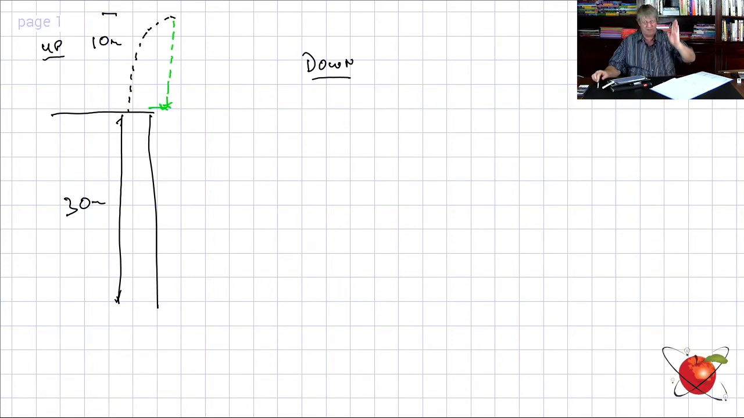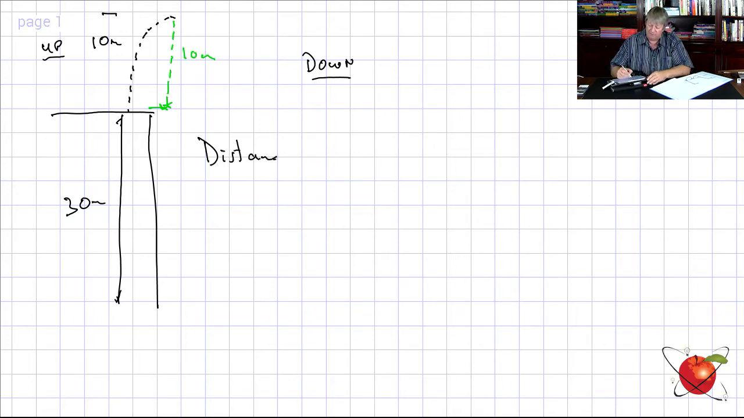So the ball went up for 10 meters, and then how far? It went down for 10 meters, didn't it? So in this scenario, the ball went up 10, down 10. How far did the ball travel? Because that is the distance. Distance is equal to 10 up plus 10 down. So the total distance is 20 meters.